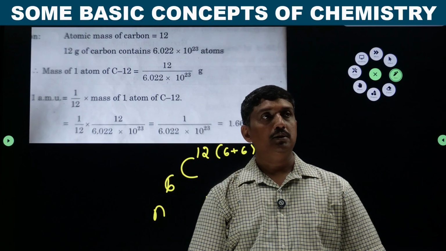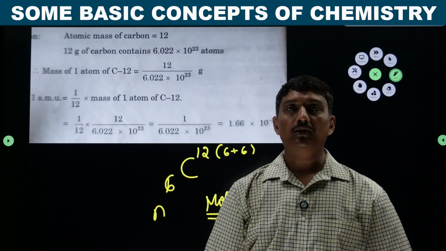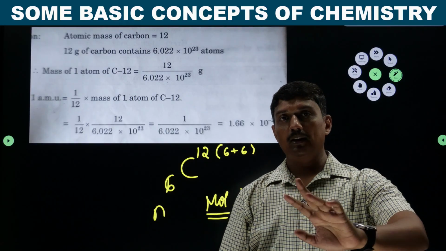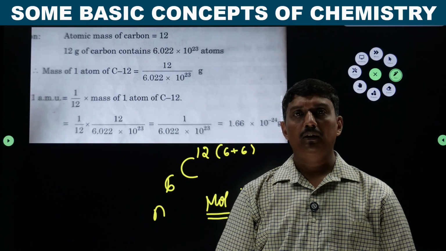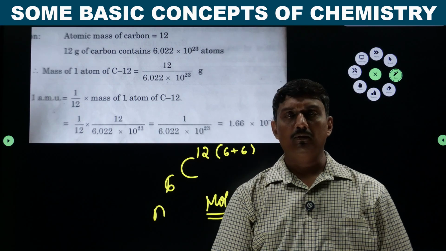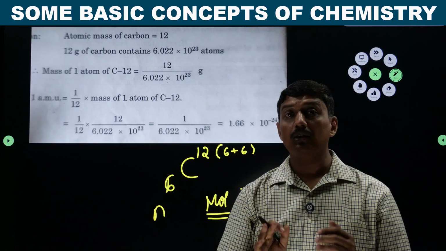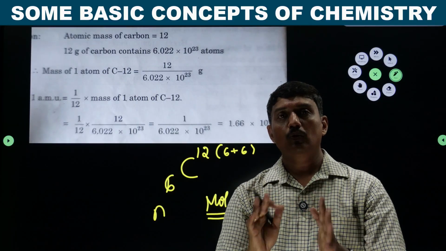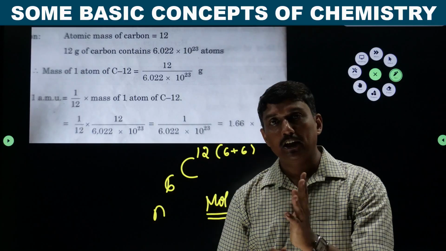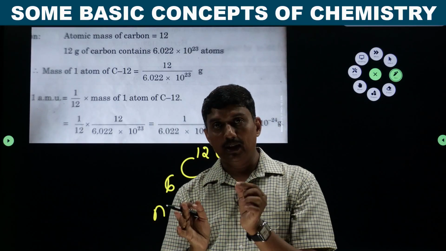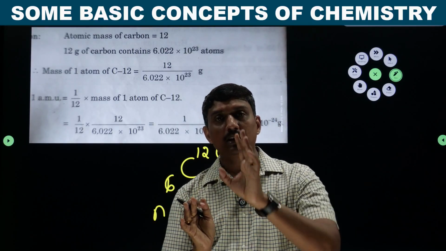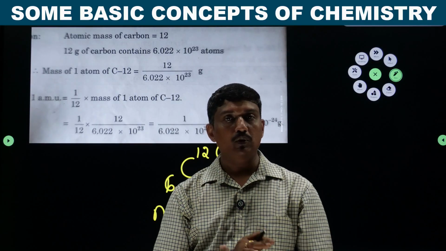We are all familiar with a dozen. If I ask for 1 dozen pomegranates, you will count 12 and give. 1 dozen bananas, 12 you will give. 1 dozen sapota, 12 you will give. Irrespective of the fruit, when I say a dozen, the count is fixed. It is equal to 12.